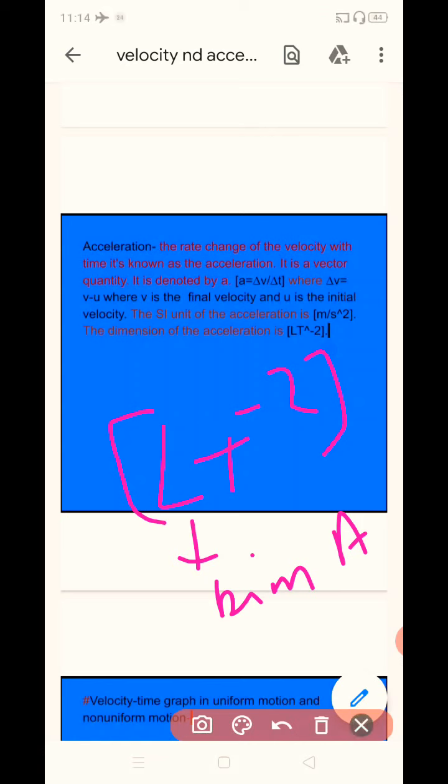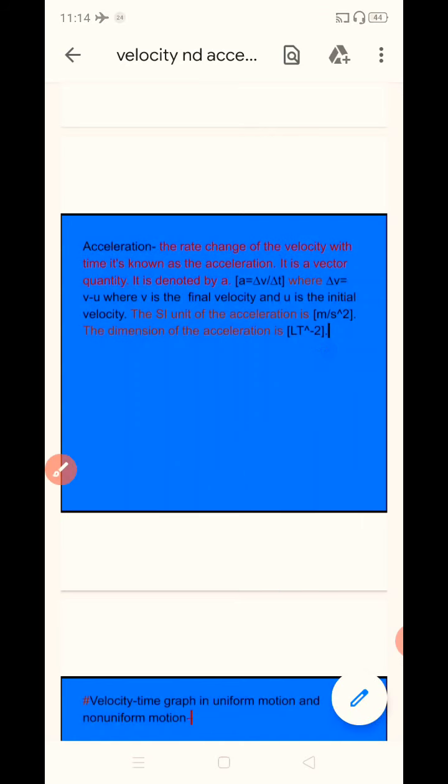For example, a car going with acceleration of 10 meter per second square. Clear? It is an example of acceleration.